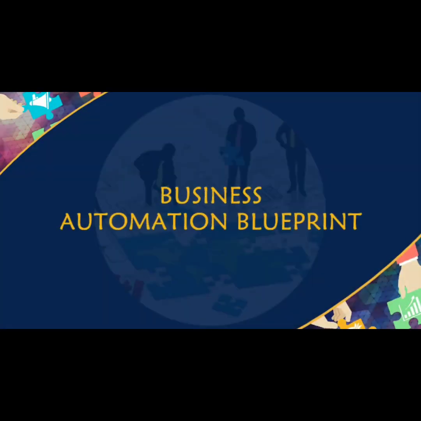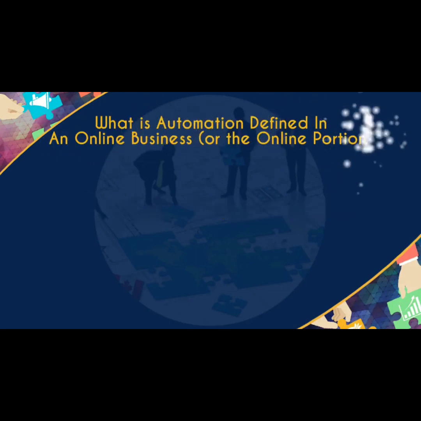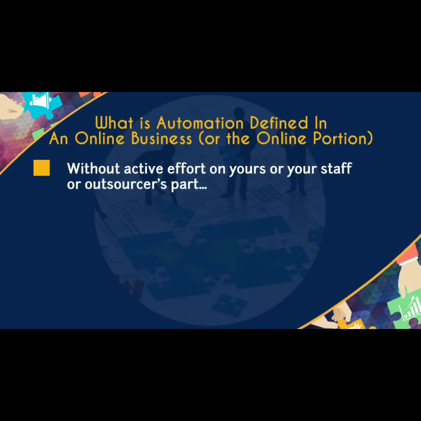Business automation. So we're going to talk about the business automation blueprint. And first, let's answer the question of what automation is. And if you try to define it in terms of an online business, or in terms of the online portion of the business that you are running, we're talking about you doing something or you putting things in motion without any active effort.